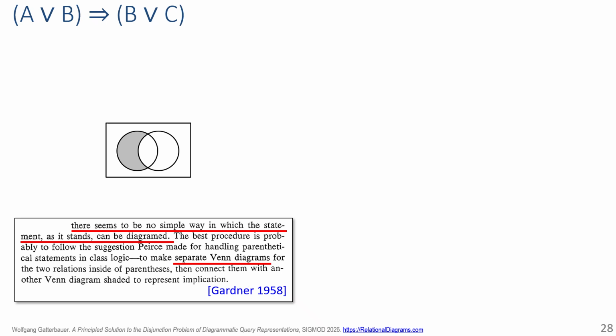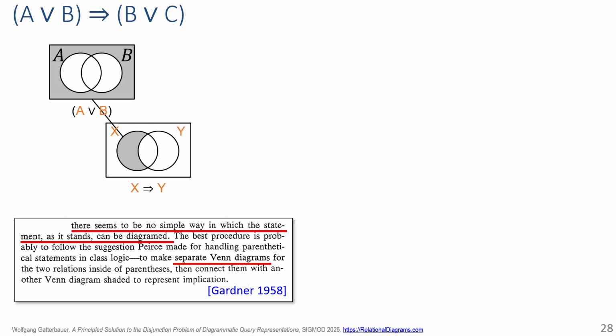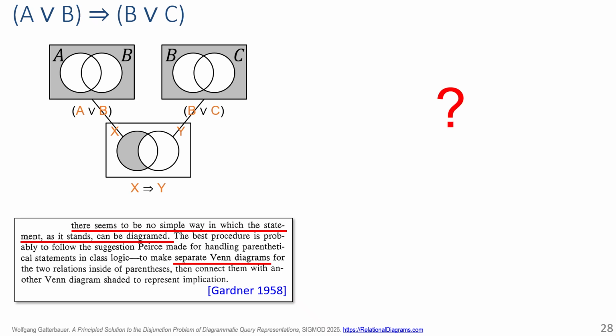This is a Venn diagram that says that the shaded area means this is not possible. So whenever we have X, there must also be Y. But it's a composite statement. X is now A or B and Y is B or C. So that's the proposal by Martin Gardner. So can we now make this simpler? Yes, we can. And here it is.